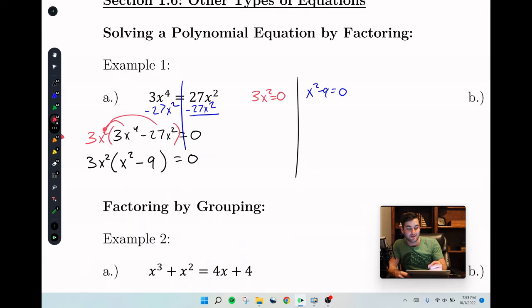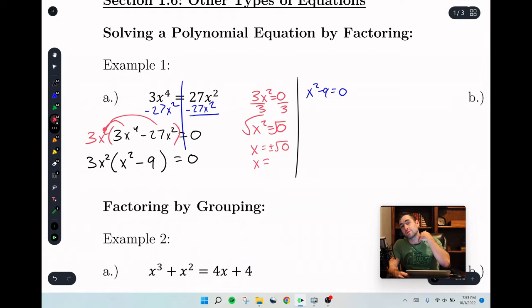So let's get to it and see what happens. Divided by 3. Hopefully you remember that DCMAM thing. Square root it. And we are left with x equals plus or minus the square root of 0. I added the plus or minus because we remembered anytime we introduce the square root, we put a plus or minus. But 0 nonetheless.